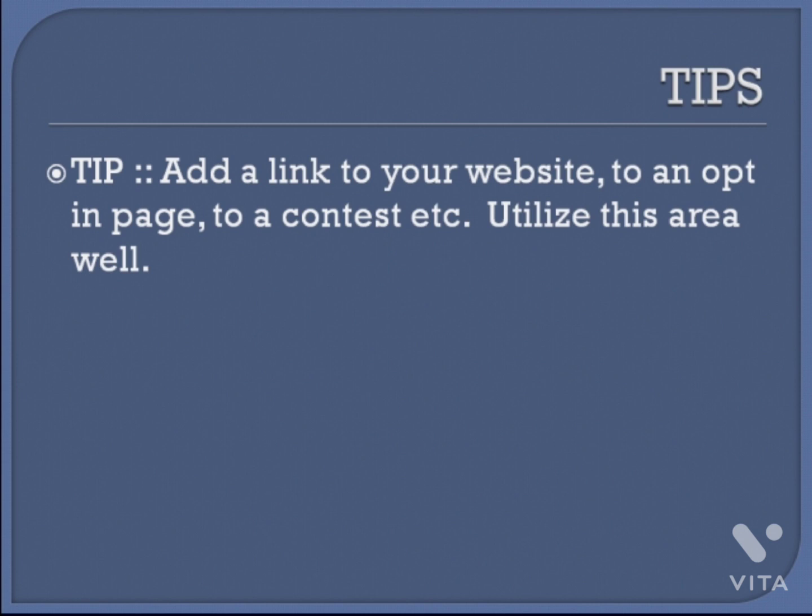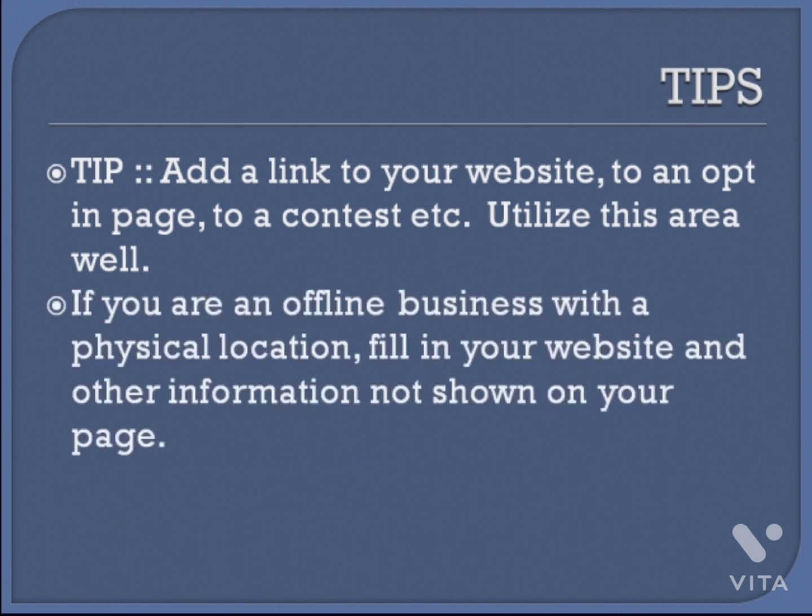So what you can do is add a link to your website, to an opt-in page, to a contest, and so forth. Make sure that you utilize this area very well. Let me give you some tips. If you're an offline business with a physical location, fill in your website and other information not shown on your page. On your page you might have your address and this and that, but you might not be able to show every single thing. So make sure you utilize this area as much as possible.